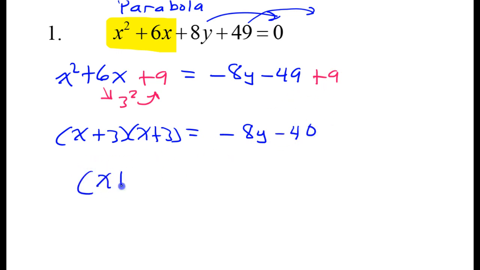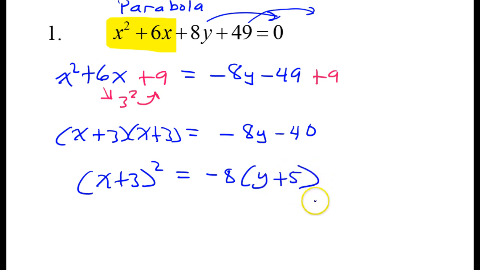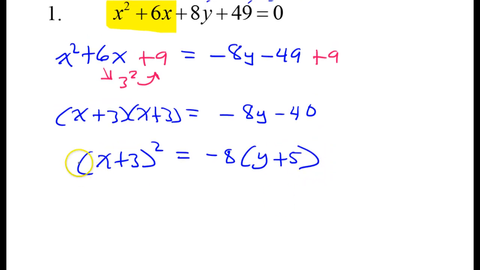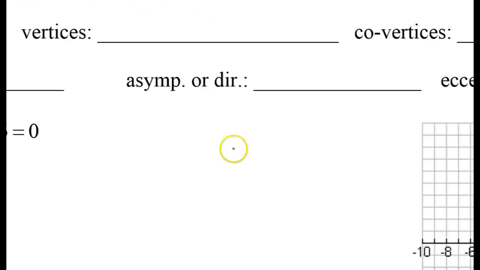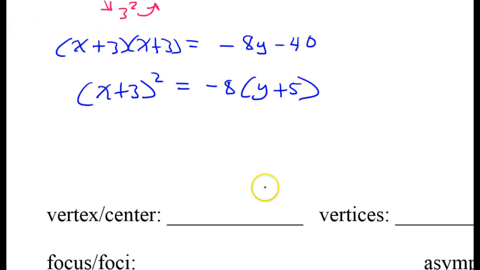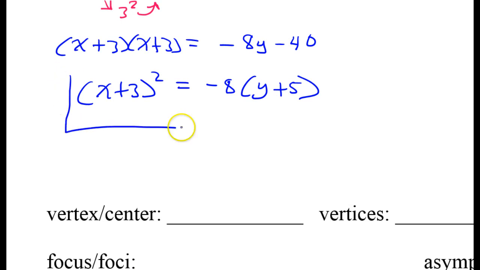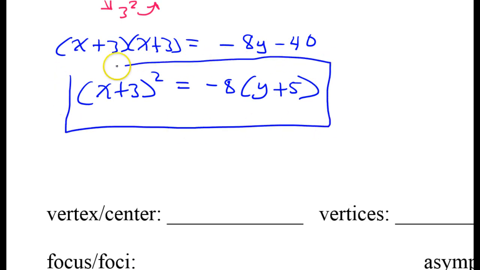So this is going to make x plus 3 squared. Now I'm going to factor out the negative 8, and that's going to leave me with y plus 5. So this is the standard form equation for my parabola. Do they give me a place to write the equation itself? I guess not, so I'll just put a box around that. This is the standard form equation.